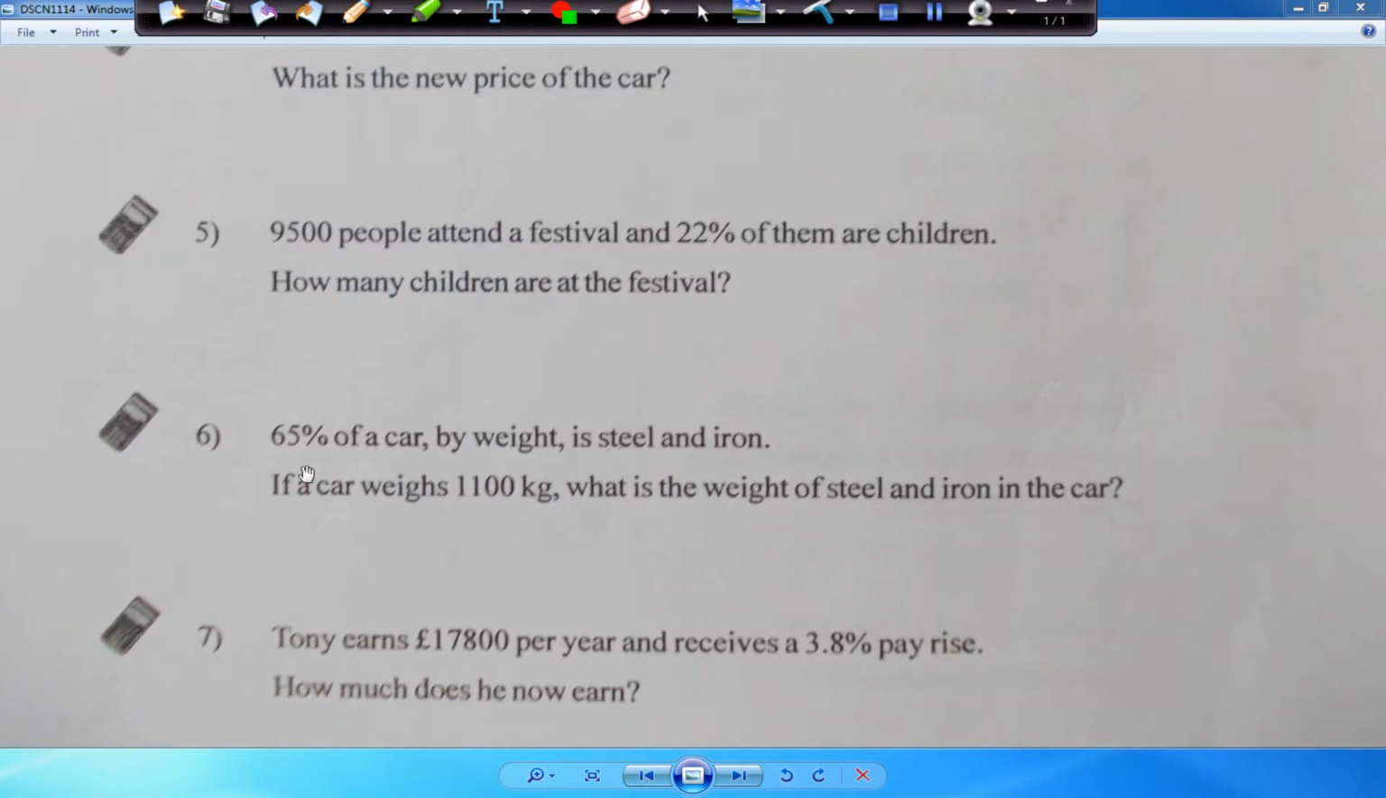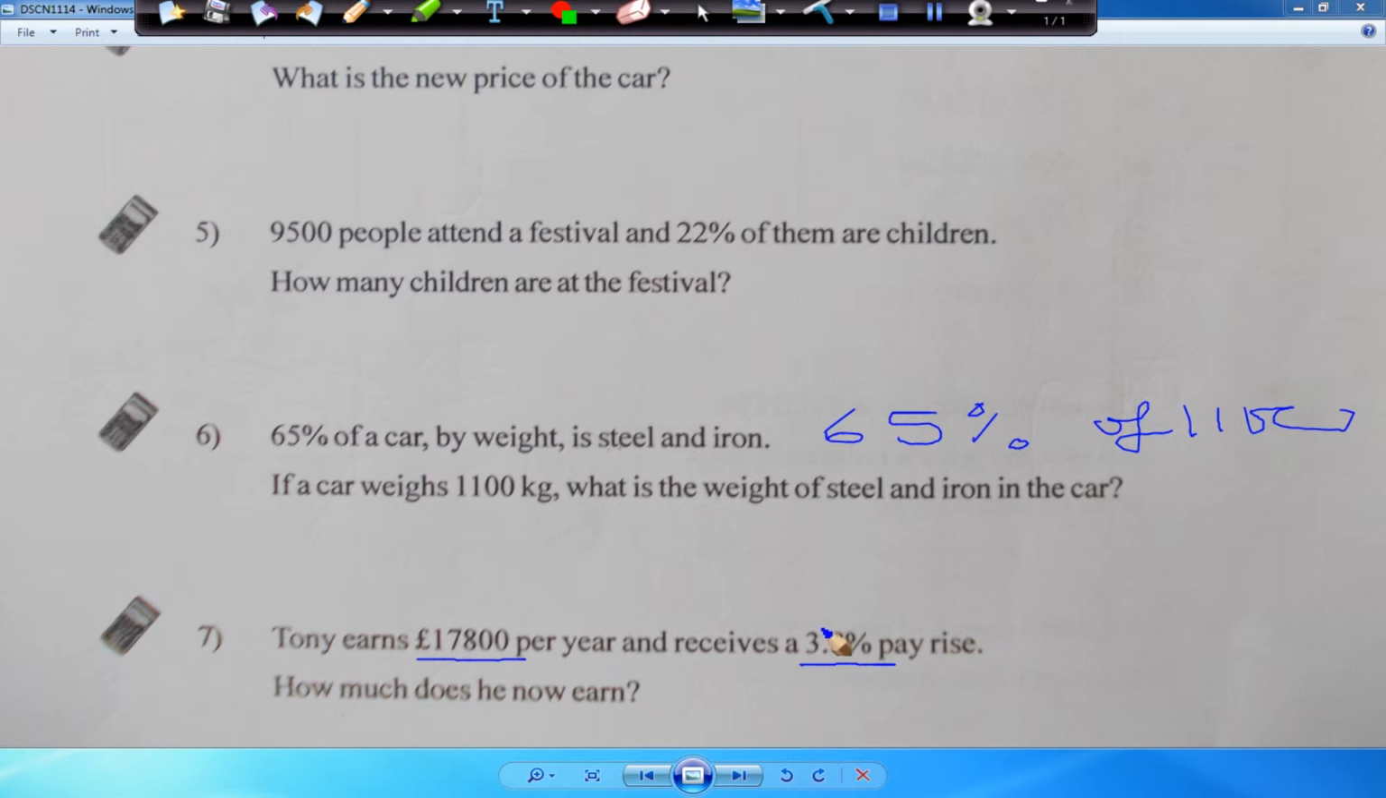Okay, question number 6. 65% of a car by weight is steel and iron. If a car weighs that, that's just the standard way of doing it. I'm just going to write out the question for now. You guys can do that in a second. So this question means you've got to work out 65% of 1,100. Okay, next one. Tony earns that much per year and receives a 3.8% pay rise. How much does he earn now?